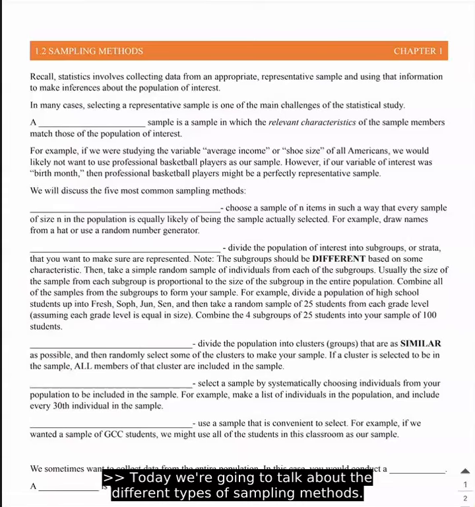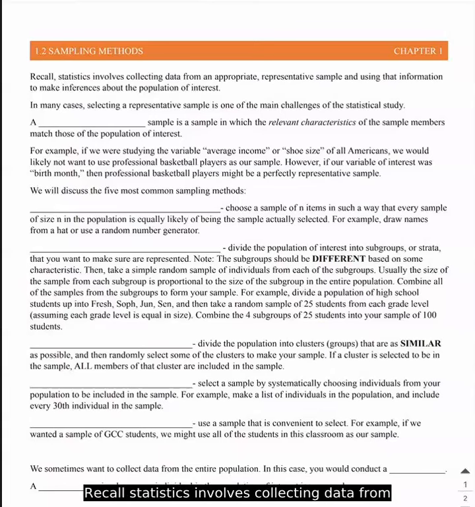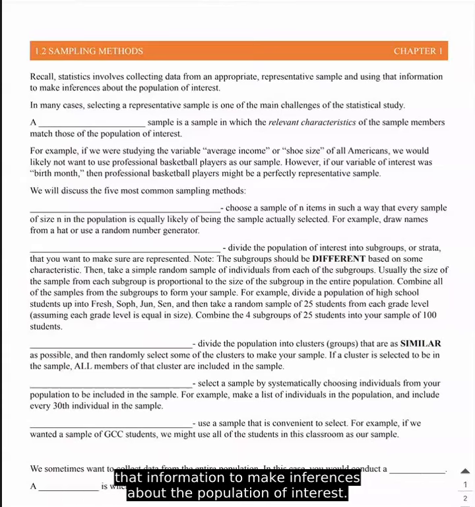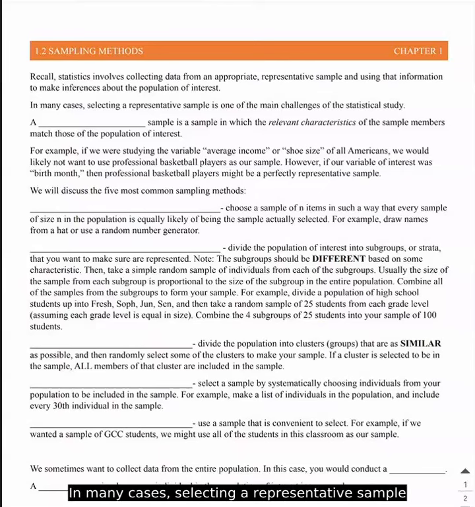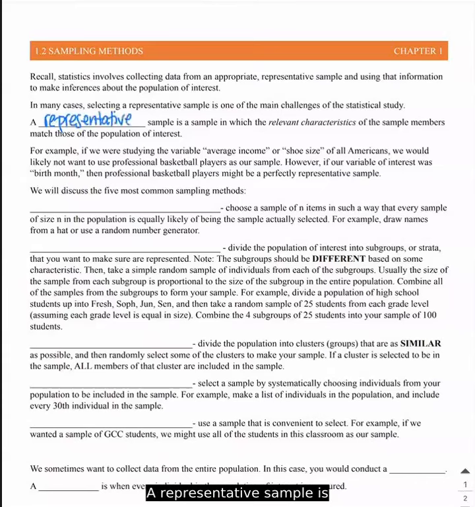All right, so today we're going to talk about the different types of sampling methods. So recall, statistics involves collecting data from an appropriate or representative sample and using that information to make inferences about the population of interest. In many cases, selecting a representative sample is one of the main challenges of the statistical study. So a representative sample is a sample in which the relevant characteristics of the sample members match those of the population of interest.